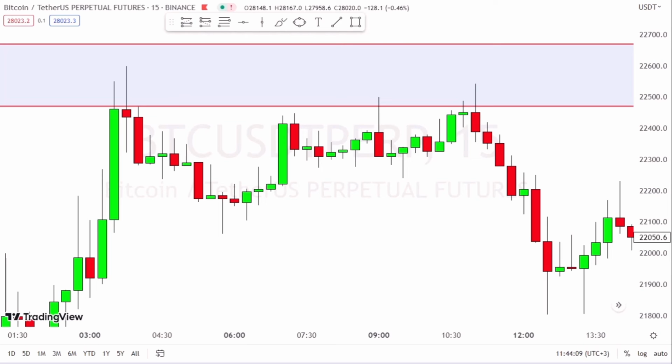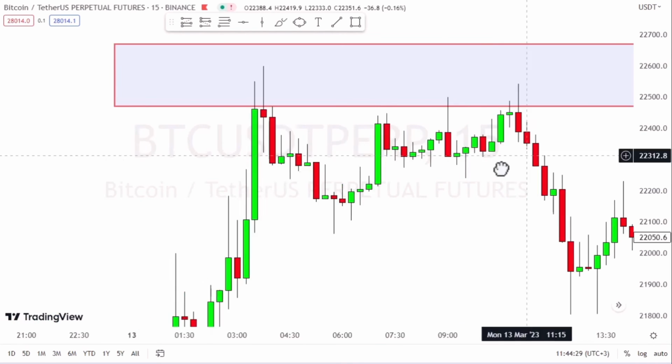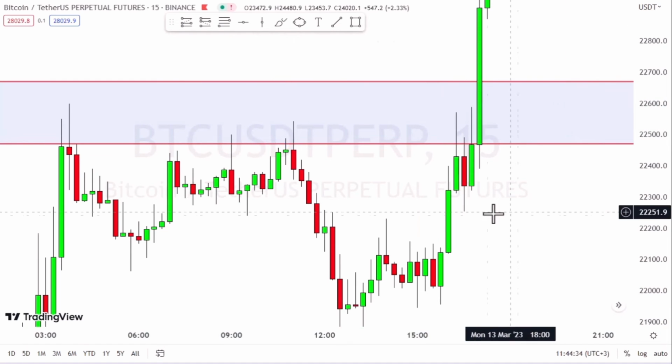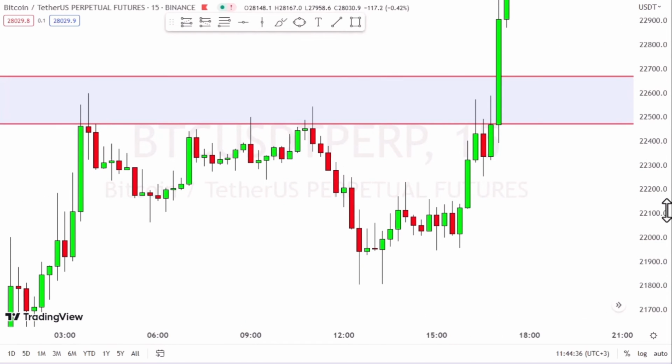Did you find the support and resistance levels? And if you found them correctly and they are breached or broken, like in this case here, for example, of course the support and resistance area, as I told you beforehand, is not going to last forever, so they can be lost, and that's part of the game.